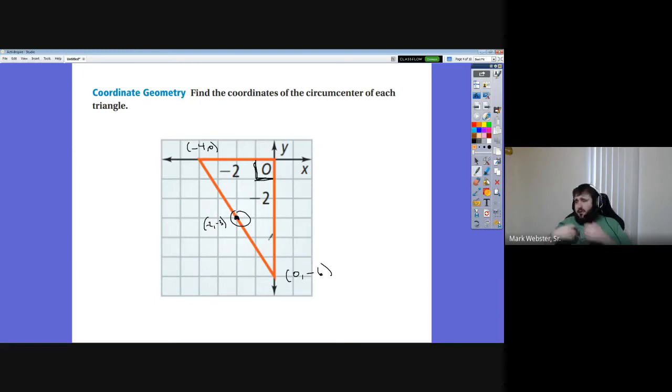So you've got 2 different ways that you can do this. You can literally just take your finger on your screen and follow it along and find the spot where they match. Or if you know it's a right triangle, you can just find the midpoint of the hypotenuse. Either way, you're going to get the same answer. And either way, you're going to be correct.